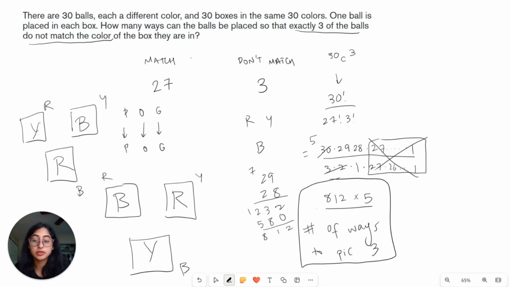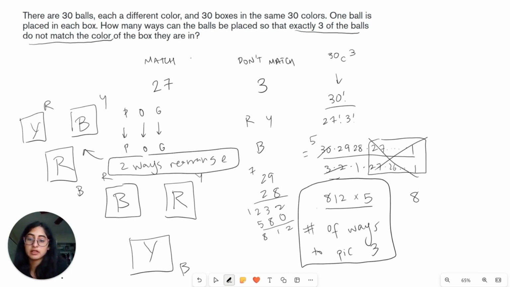And we started with the red ball, but you could start with the blue ball or the yellow ball. Since this is symmetric, we're trying to do the same thing to each ball, you'll get the same exact combinations. So there are 812 times 5 ways to pick the balls that don't match, and then for all of those ways to pick those balls, there are two ways to rearrange them. I guess I should write this here: 2 ways to rearrange. That's what this little diagram is showing us. So our final answer is going to be 812 times 5 times 2, which is 812 times 10, or 8,120.